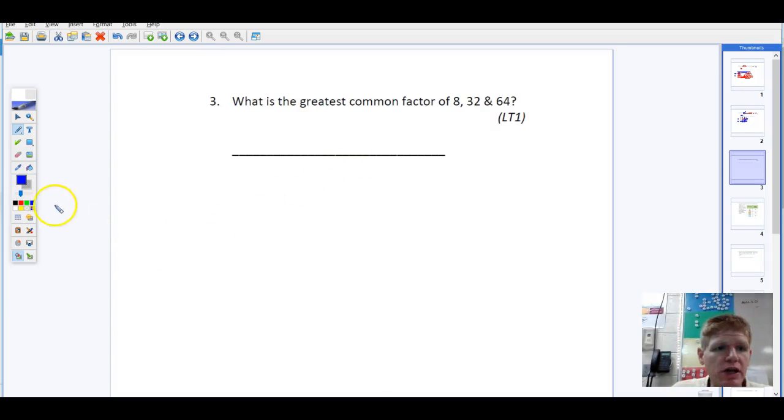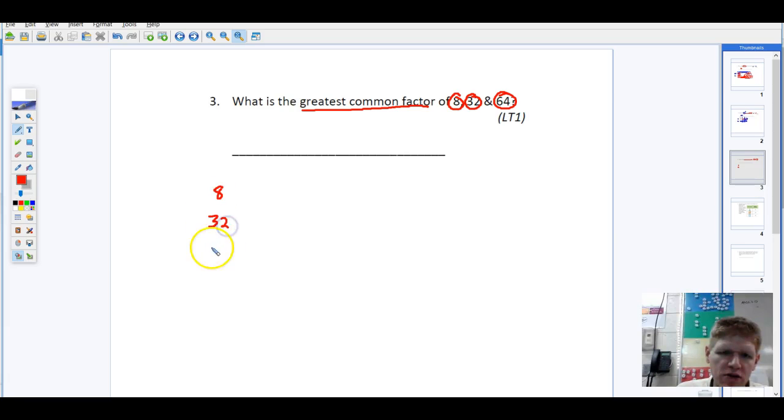Number 3, once again, we're looking at our common factors, the greatest common factor of these 3 numbers. So we'll just list out the factors of all of those numbers and see which one is the greatest among them. So factors of 8 are pretty easy. 1 and 8, 2 and 4, and that's it.